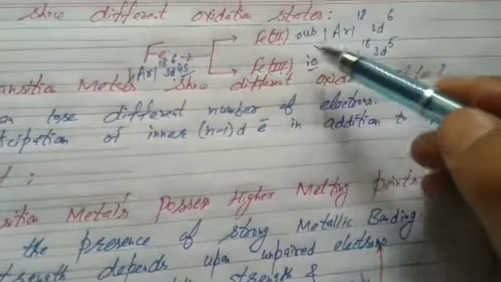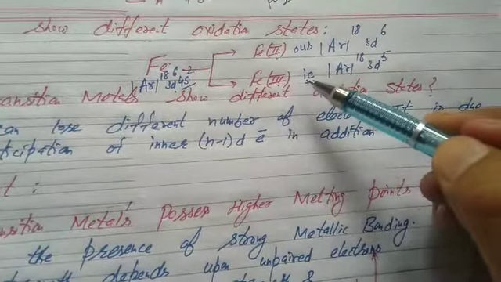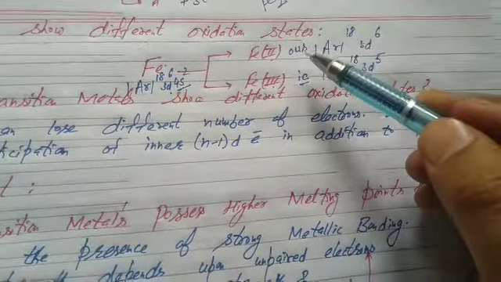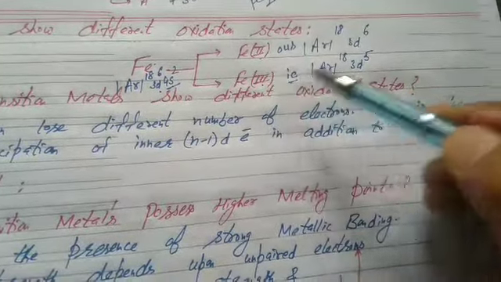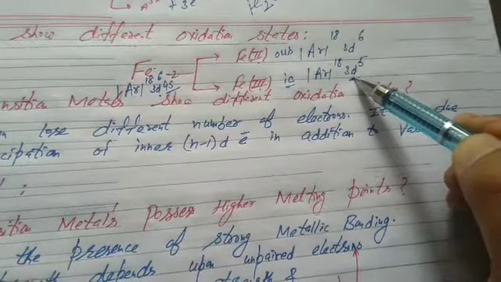Students, which is more stable, ferrous or ferric ion? ic for higher and ous for lower. Which is more stable? Students, ferric, because of its stable electronic configuration and higher hydration enthalpy.